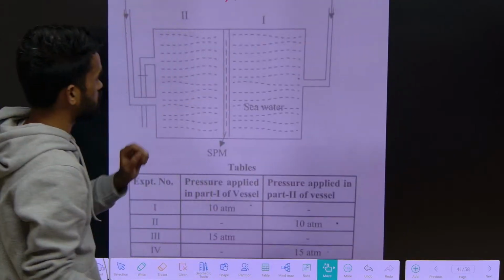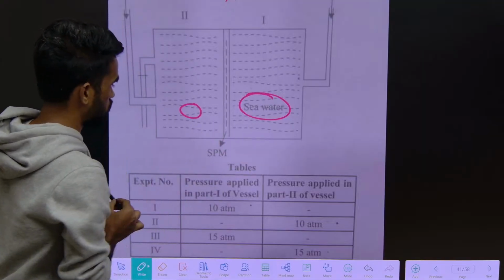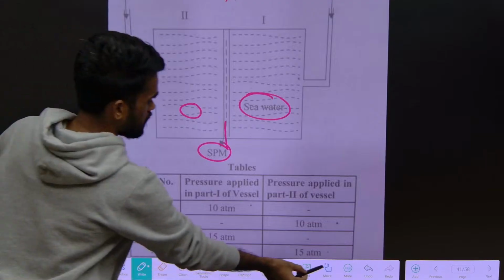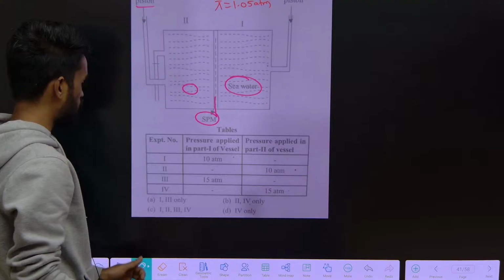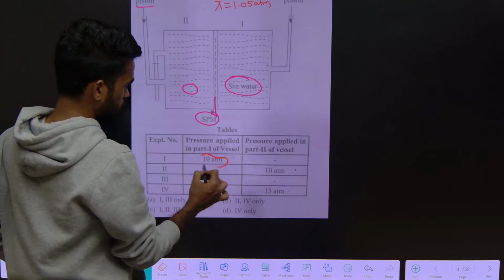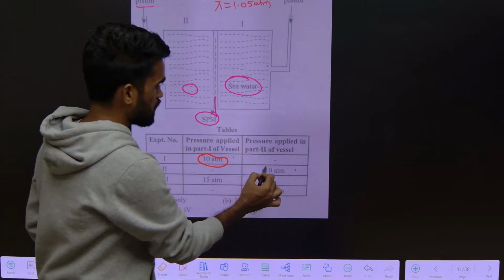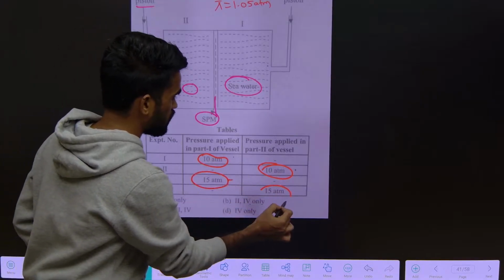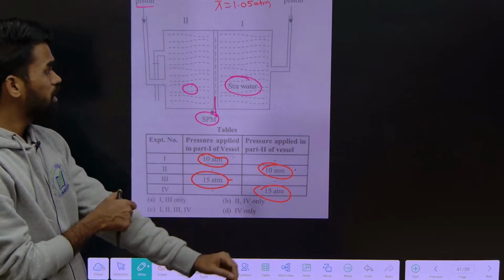See, there are two parts here. One contains sea water, the other contains normal pure water, and these are separated by a semi-permeable membrane. Now what they are saying is that they did 4 experiments on this. They applied pressure of 10 atm on part 1 in the first experiment, and in the second experiment on part 2, in the third experiment 15 atm on part 1, and 15 atm on the second part in the fourth experiment. Like that they did this experiment.